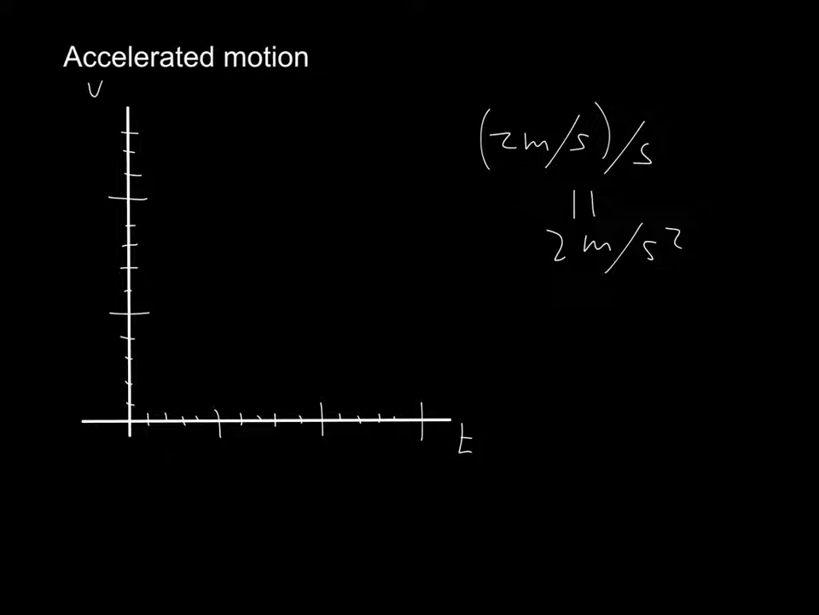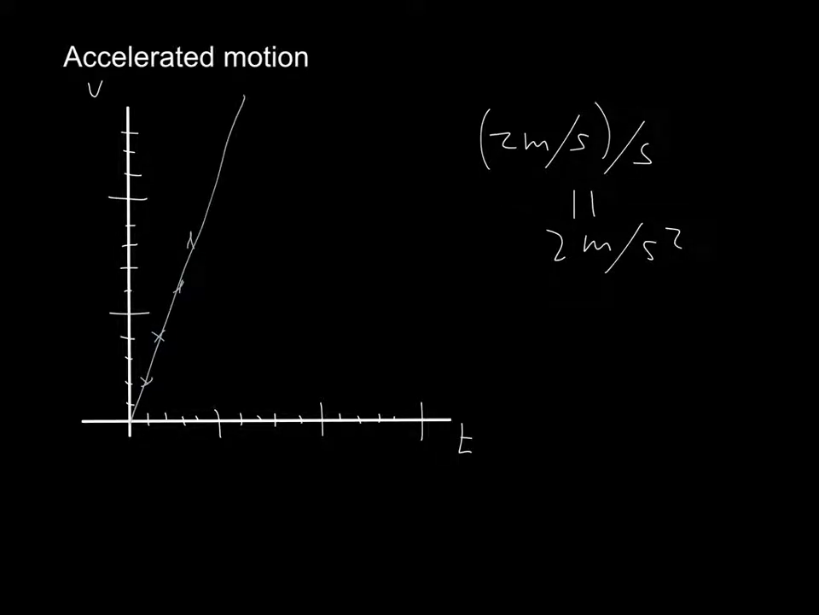Okay, so I have my car here at 0, and after 1 second he's going at 2 meters per second. Then after 2 seconds it's going at 4, and after 3 seconds, 6. And I guess you can see after 4, 8. You can start to see that this again makes a straight line.